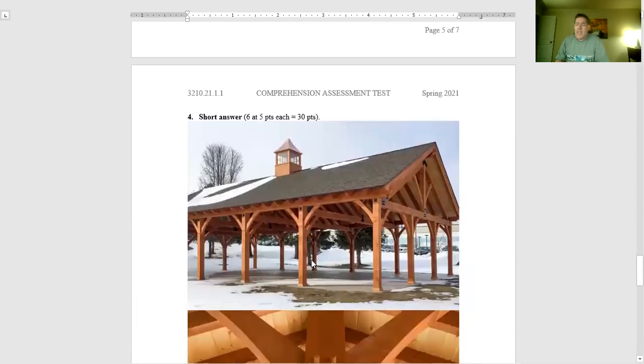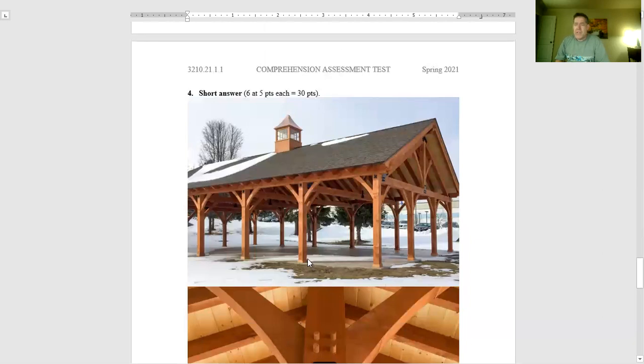All right, and then the last item, we had a series of short answer type of questions. The scenario was a pavilion that looked very similar to this one here. It has this sloped roof, has a whole bunch of frames with these flourishes that are the knee braces for each of these portals, right?